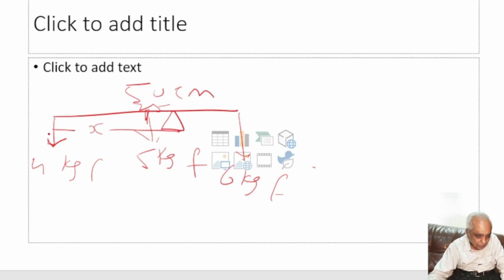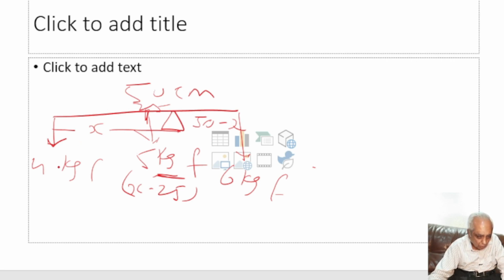Now you see, for 4 kgf, distance from fulcrum is X. Then what is the distance of 6 kg from fulcrum? It would be 50 minus X because total distance is 50. And what is the distance of the rod's weight from the fulcrum? This is 25, this is X and X is more than 25, so it is X minus 25. Now I know all the forces as well as their distances from the knife edge. So I can write the equation, taking moment about this fulcrum.